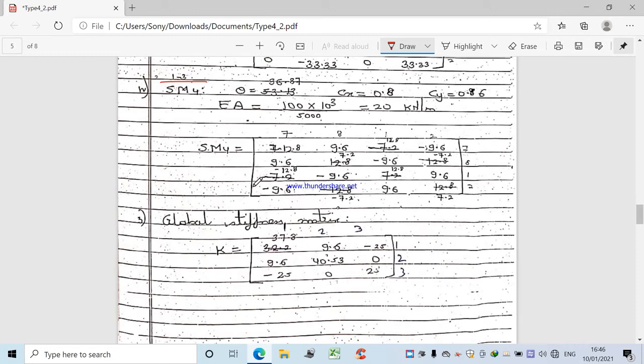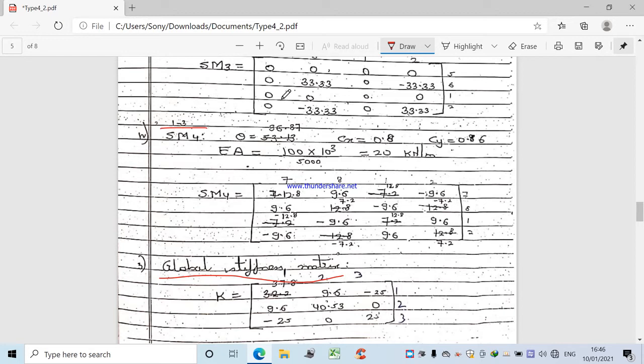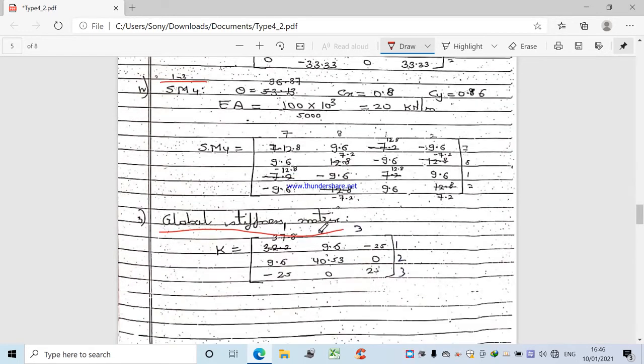After getting all these stiffness matrices, we have to go for the global stiffness matrix, which is applicable for 1 2 3. So we have to assemble all these SM 1 2 3 4, and we have to see the values of 1 1, 2 1, 3 1. Similarly 1 2, 2 2, 3 2, 1 3, 2 3 and 3 3.